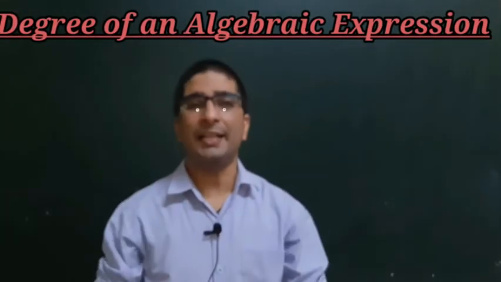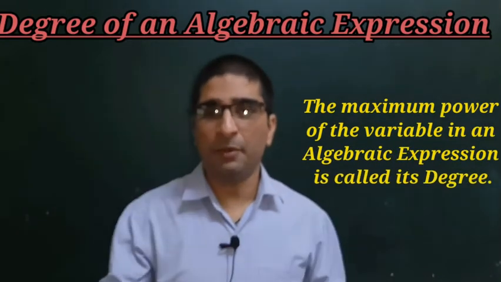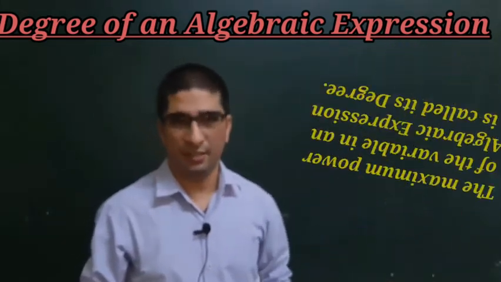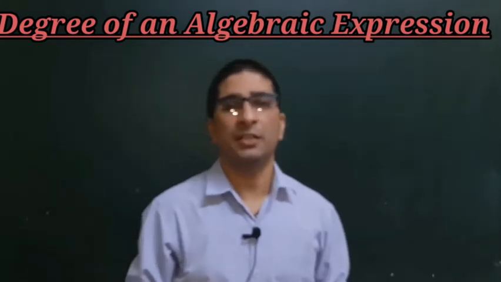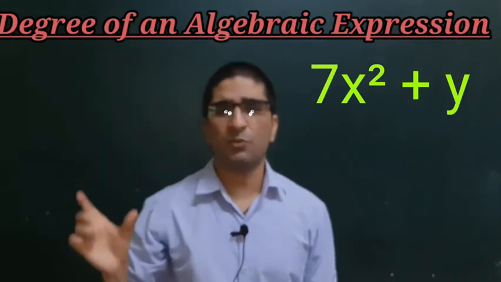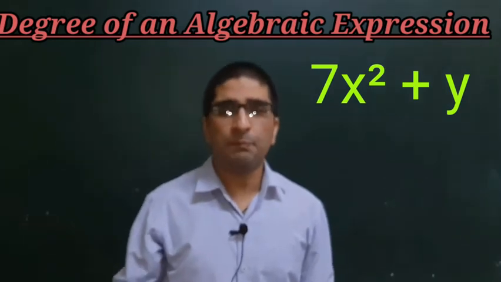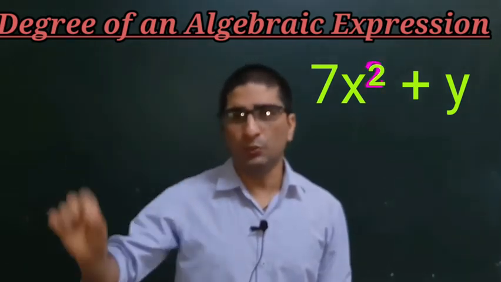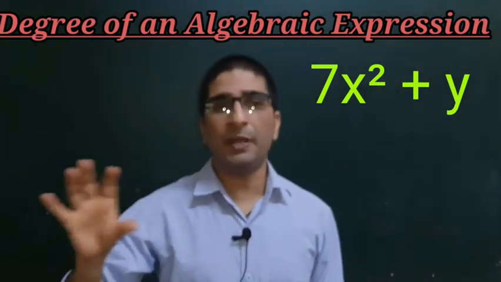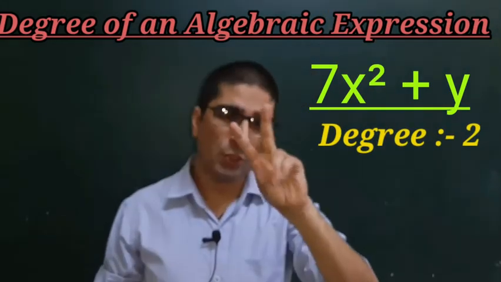Now, degree of an algebraic expression. The maximum power of the variable in an algebraic expression is called its degree. Now, if I have written 7x square plus y, both x and y are the variables. The power of x is 2 and the power of y is 1. So which is the maximum value? 2. So the degree of this algebraic expression is 2.